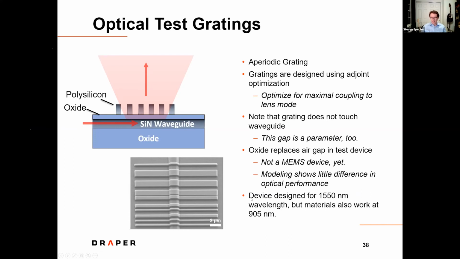I should point out that these devices were designed for 1550, but with these materials, we can work at 905 nanometers too, because the waveguide is transparent at 905. And even though polysilicon absorbs a little bit at 905, it doesn't absorb much. You maybe absorb 1% of the light with the polysilicon at 905.